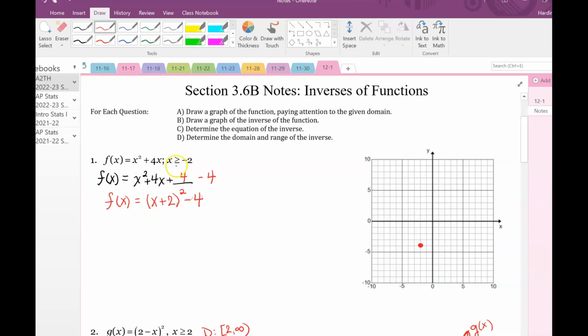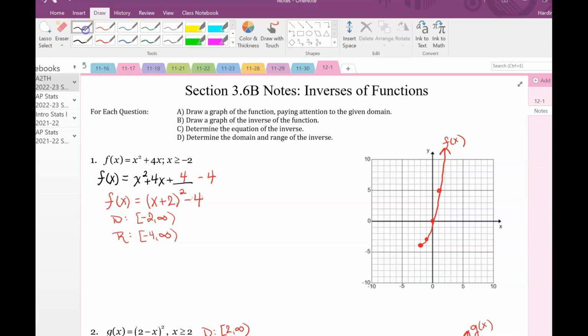X has to be greater than or equal to negative 2 where the vertex is. So I'm just going to do the right side of the graph. Over 1 up 1, over 1 up 3, over 1 up 5. So this right here is f of x. We've got a domain of negative 2 to infinity. We've got a range of negative 4 to infinity.